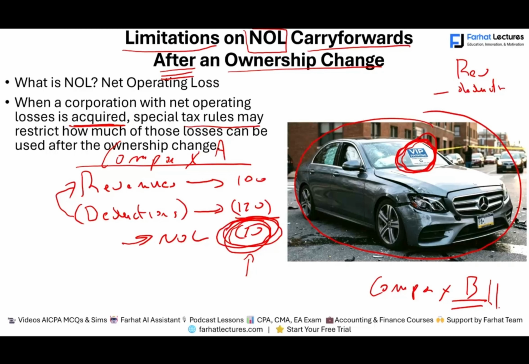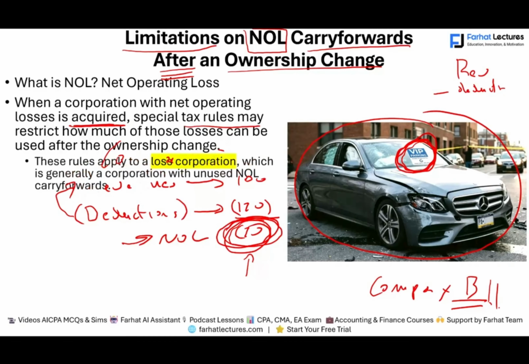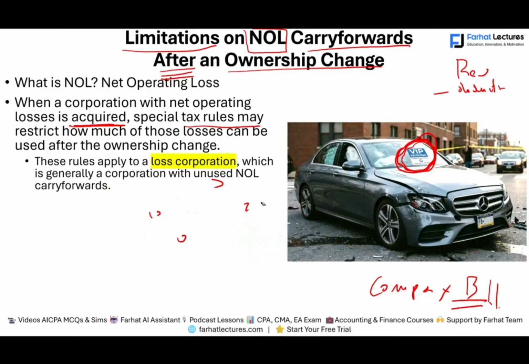What we are going to do is apply new rules. And these rules apply to a loss corporation. The loss corporation is the corporation that's losing the money, which is generally a corporation with unused NOL carry forward. So you can buy that company, but guess what? You cannot use all the losses under certain circumstances. And the purpose of the IRS is to what? Not to traffic NOL.